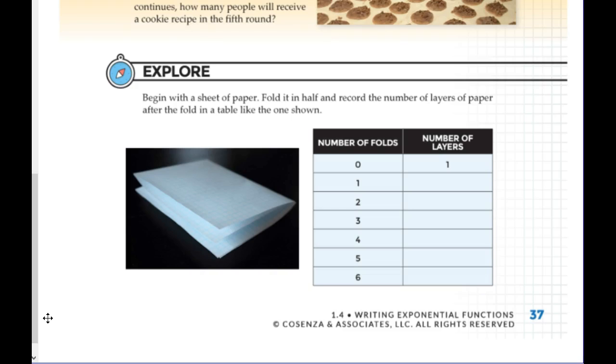Now, fold it in half. How many layers do you have? You just count vertically, 1, 2, boom. Write that down, and then keep folding it and keep writing down the number of layers. And let's see if you can get more than 7 folds. Can you do it? Let's see, all right? Let's get started.